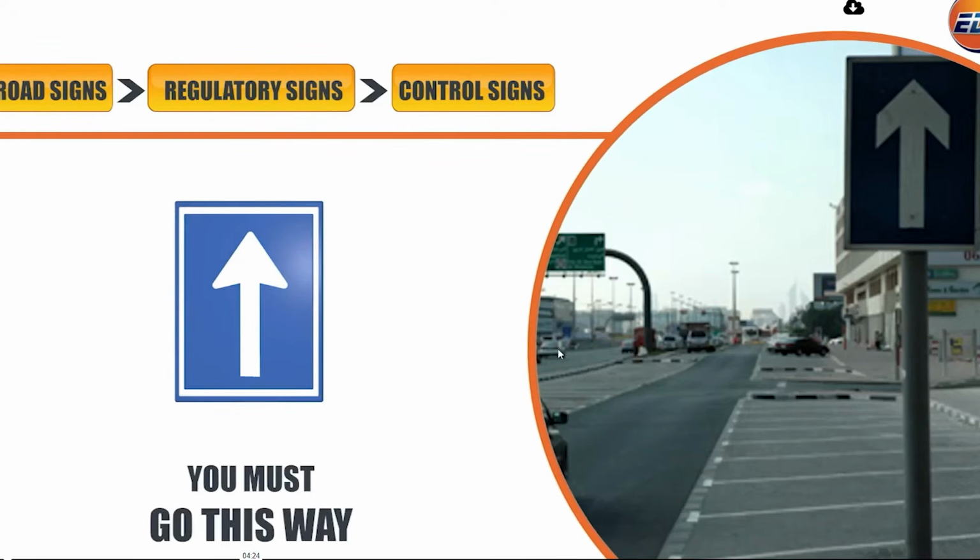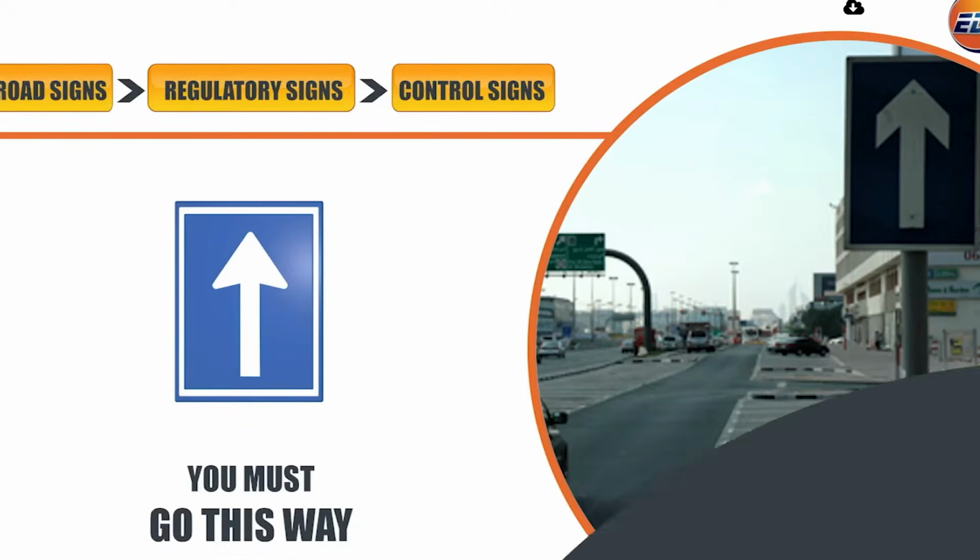You must go this way. This sign shows the only permitted direction of travel in the road or portion of the road on which they are posted. This sign can be seen at service roads, one-way streets, and parking lots. If the arrow is pointing to any direction, like left or right, then you must follow the direction of travel as per the sign.